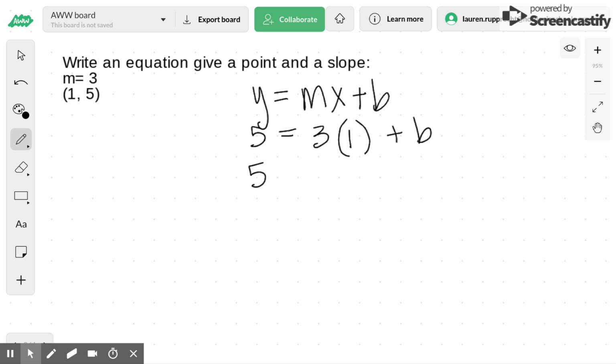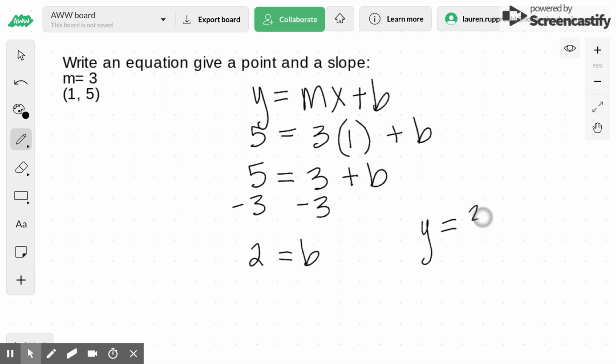So I have 5 equals 1 times 3 is 3. We're simplifying here. Then I need to isolate b, so I use inverse operations. Subtract 3 from both sides. 2 equals b. So now I have b and m, so I can write my equation: y equals 3x plus 2.